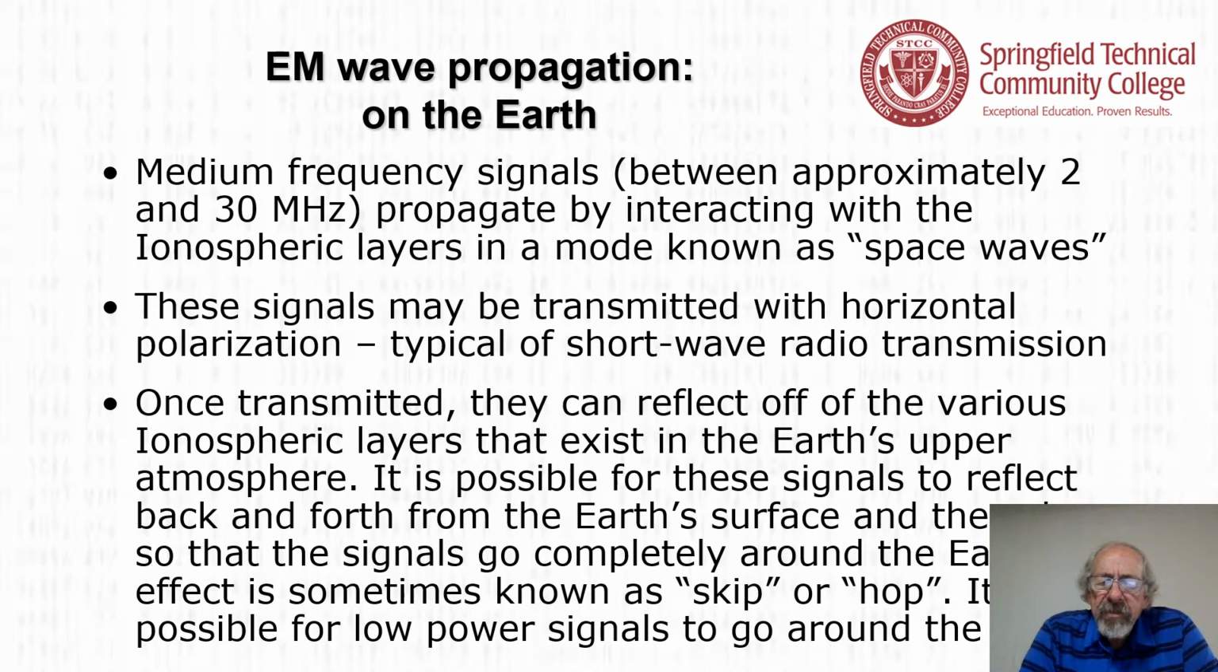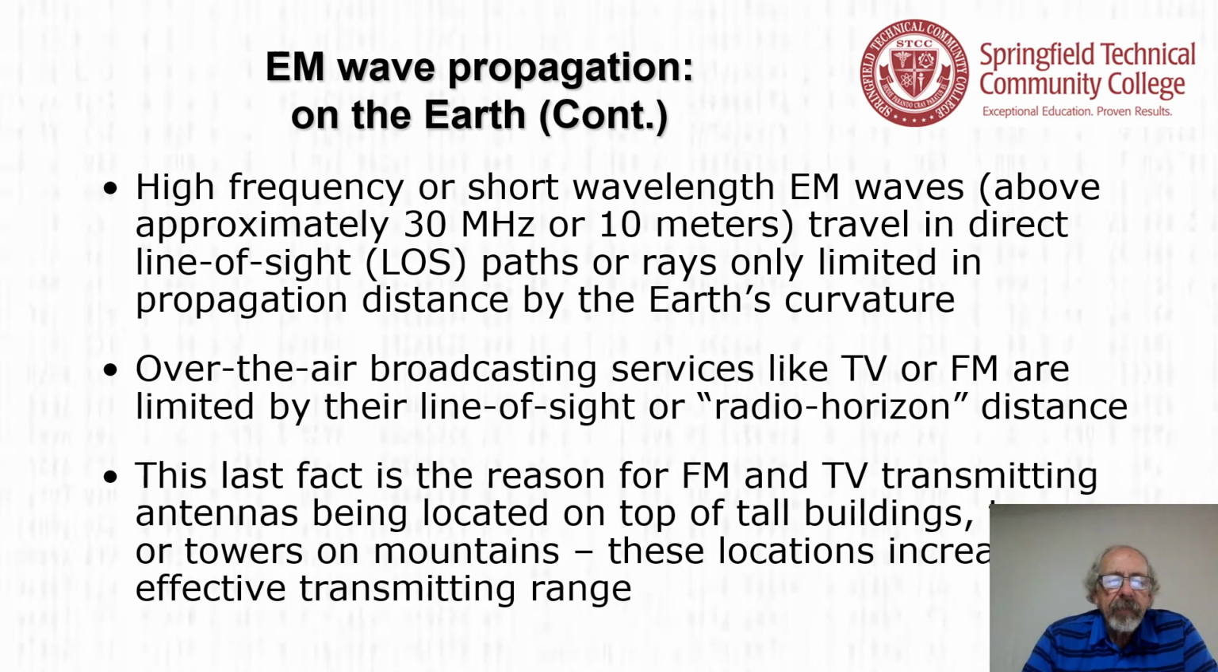It is possible for these signals to reflect back and forth from the Earth's surface and these layers so that the signals go completely around the Earth. This effect is sometimes known as skip or hop. It is possible for low-power signals to go all the way around the world. There have been reports of people talking from the United States to, say, China on 5 watts of RF power.